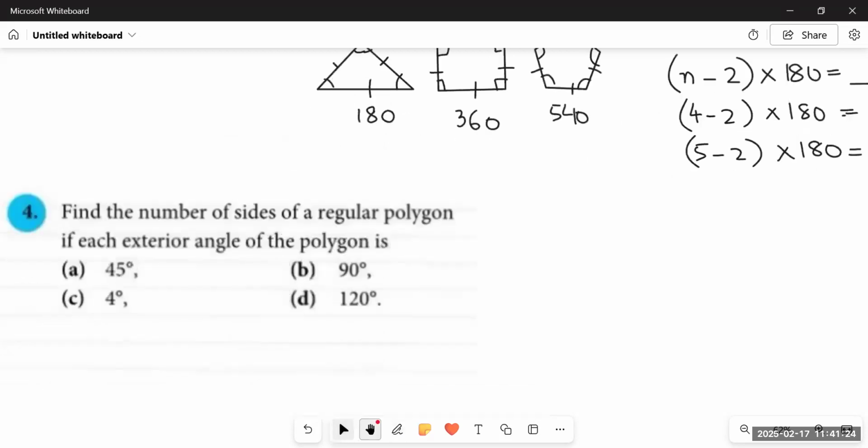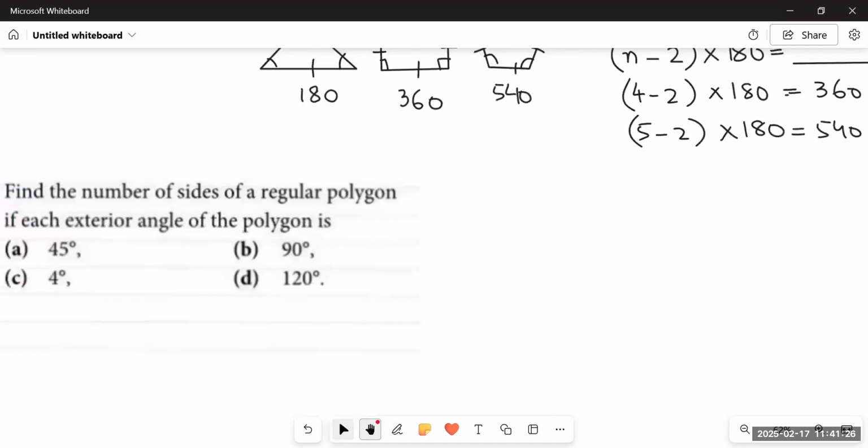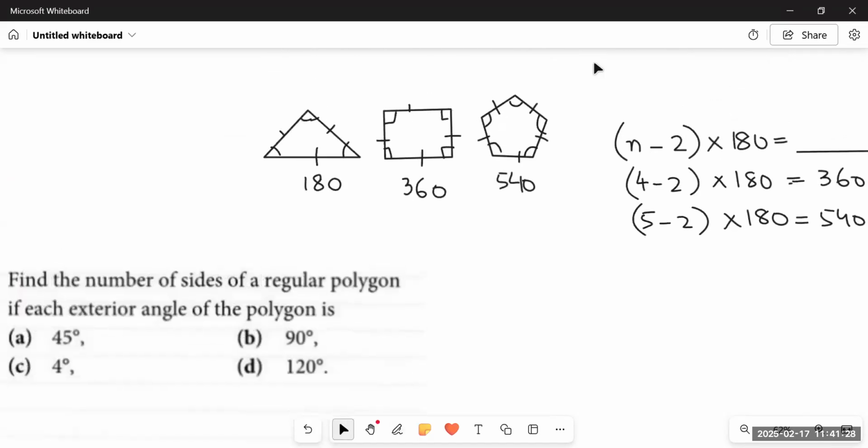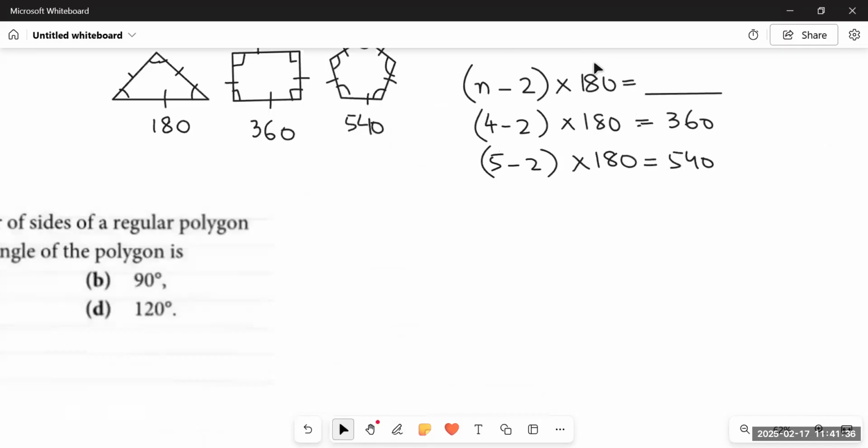And now they are talking about finding the number of sides of a regular polygon if each exterior angle of the polygon is given. So if we talk about exterior angles, the earlier discussion was about the interior angles. Now let's talk about exterior angles. What are exterior angles? The angles outside of any polygon. That is, if we extend the lines in the same direction, this one, and this one, like this.